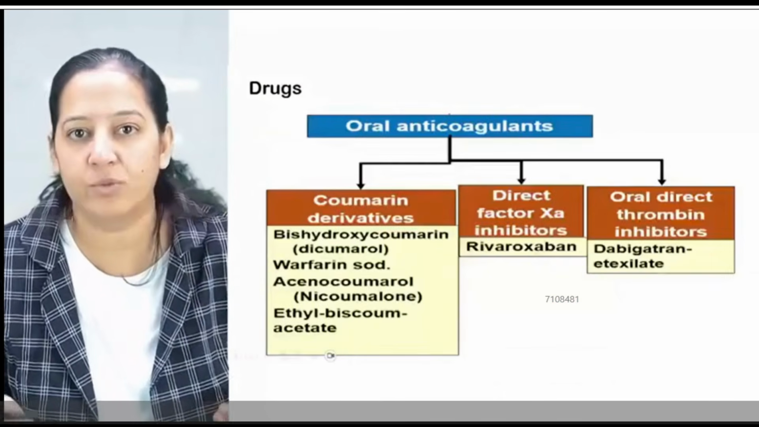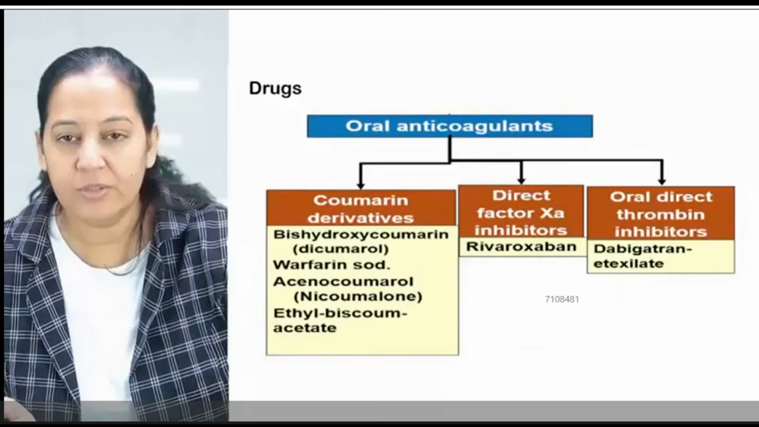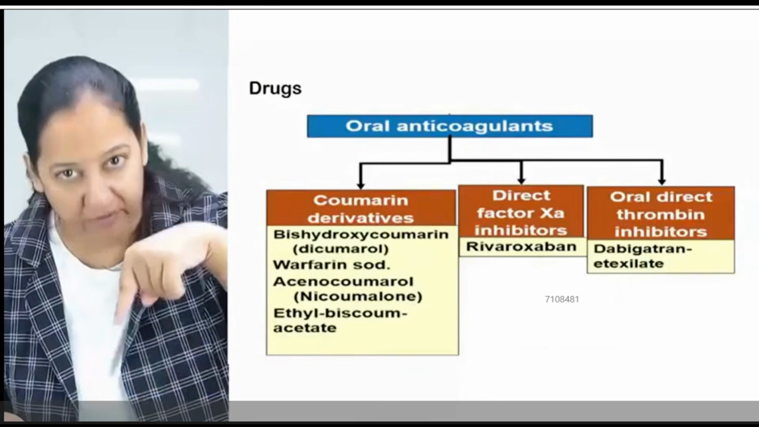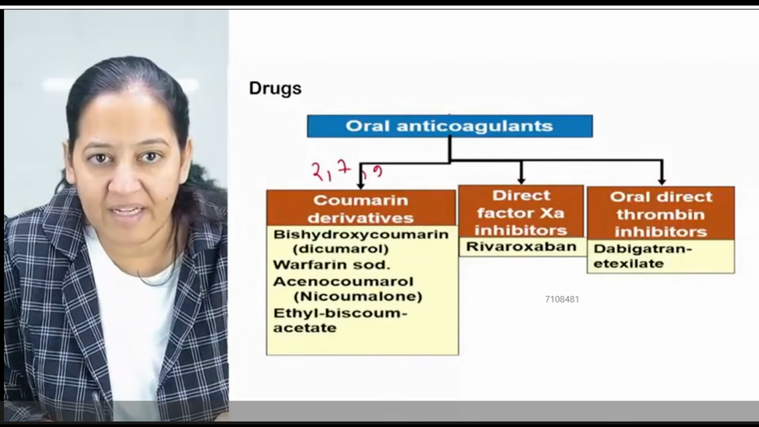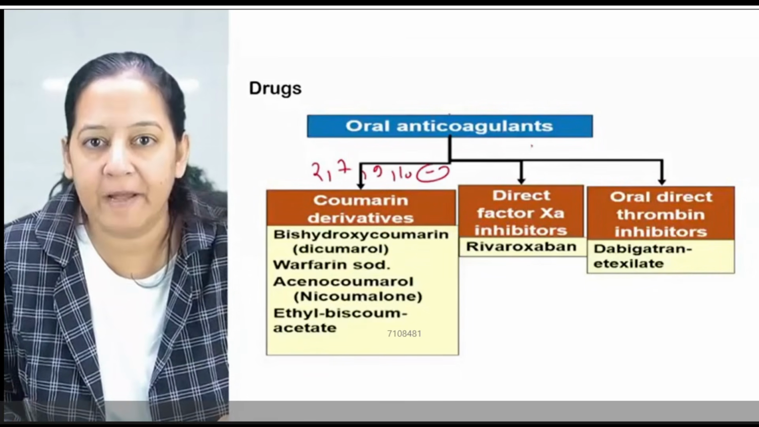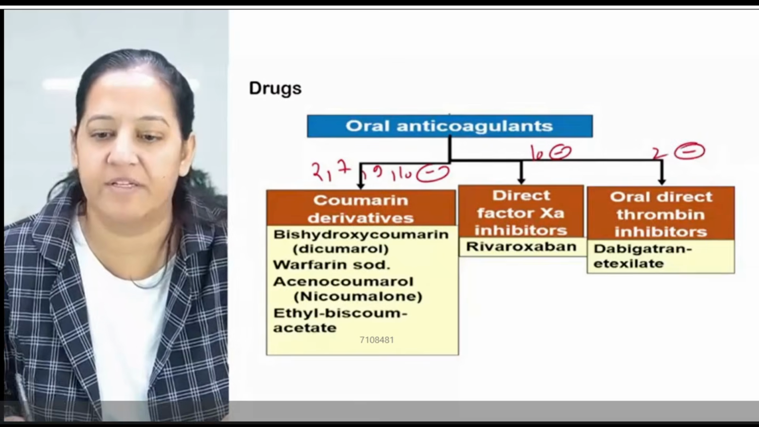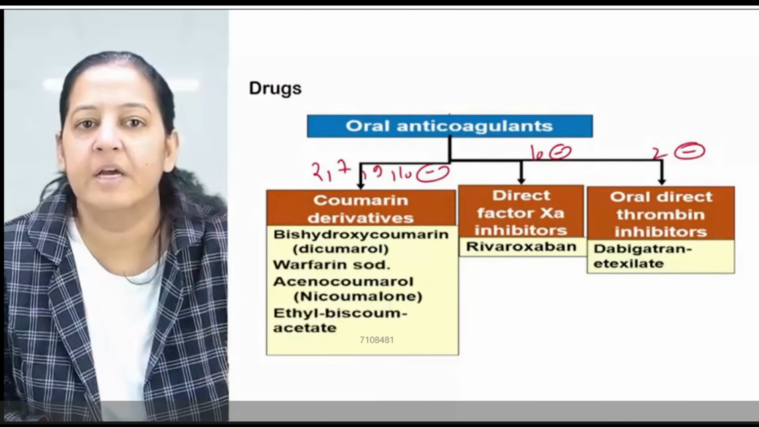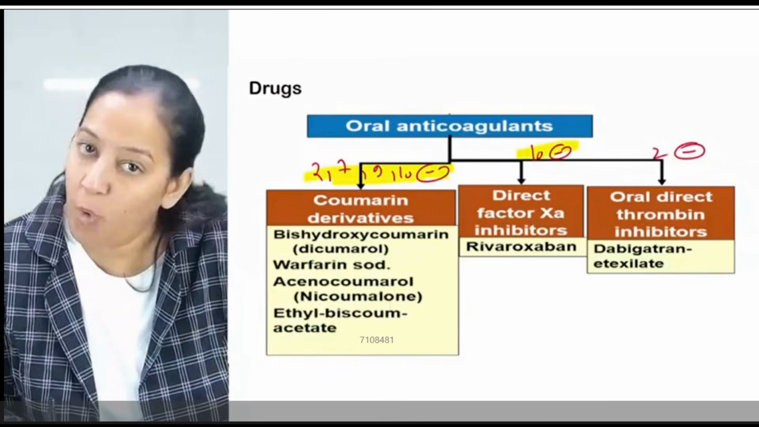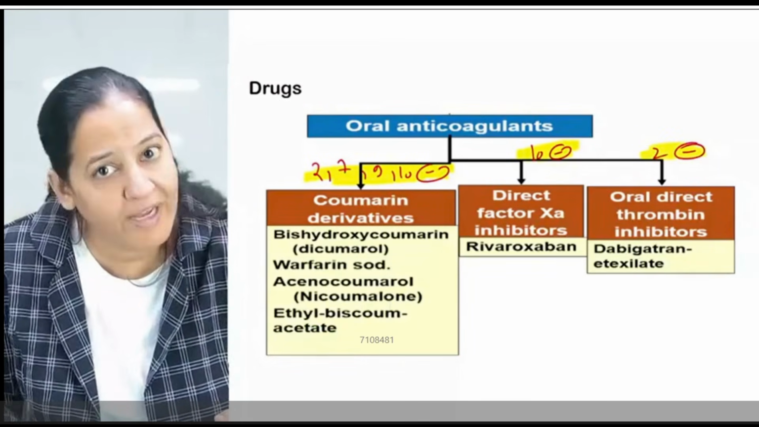The oral anticoagulants. What's the classification? We will revise it again. So all these I will teach you today, right now. I will divide them into three categories: the 2, 7, 9, 10 inhibitor, 10 inhibitor and 2 inhibitor. Learn the three categories first. What are the three categories? 2, 7, 9, 10 inhibitor, only 10 inhibitor and only 2 inhibitor.